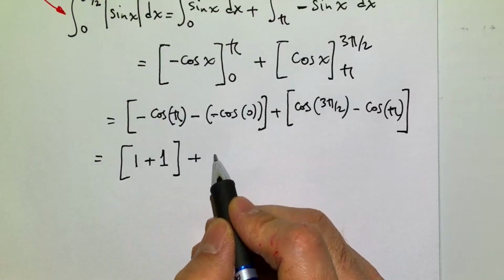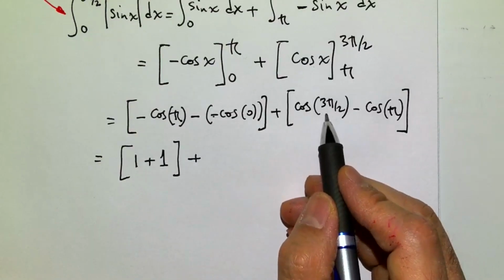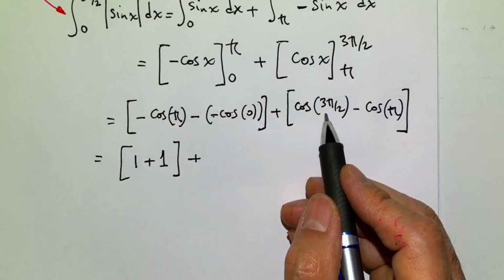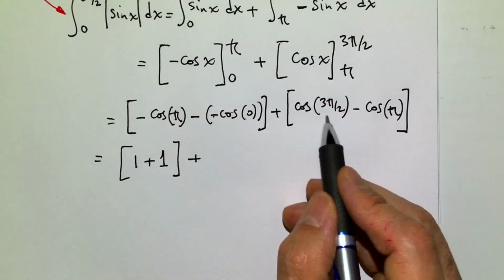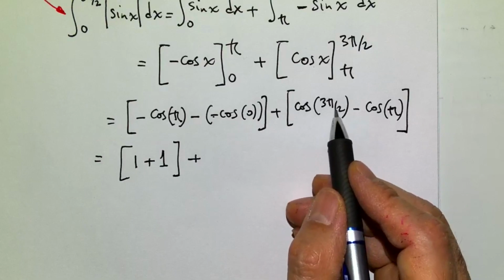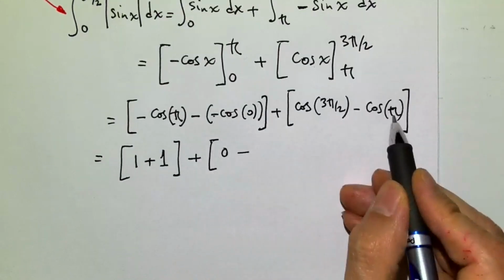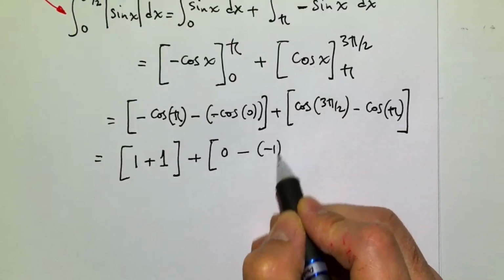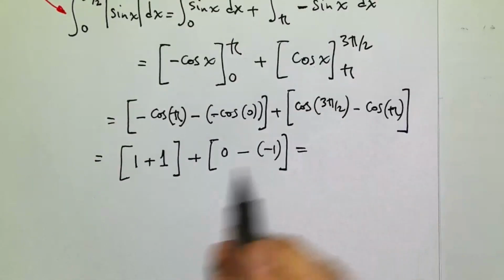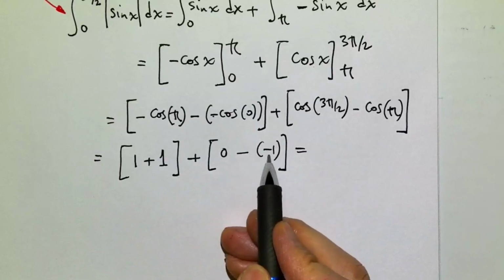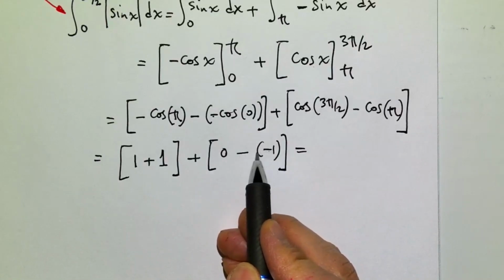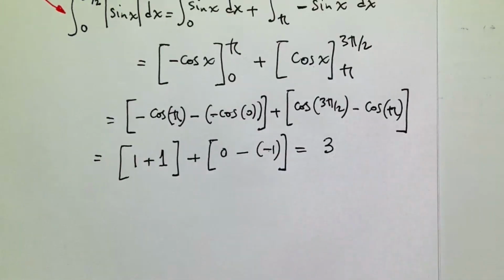Plus, so cosine of pi over 2 or any multiples of pi over 2, including 3 pi over 2, is 0. So we have 0 minus cosine of pi is minus 1. So what do we have? We have 2 plus 1, right? Minus 1 is plus 1. So we have 3.